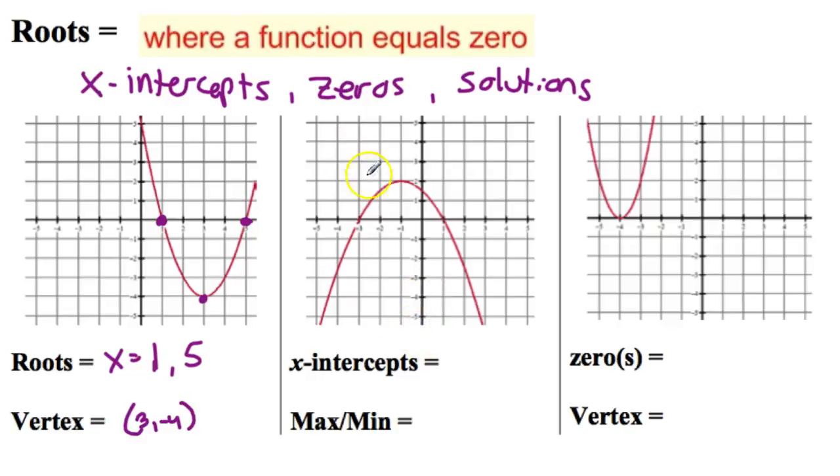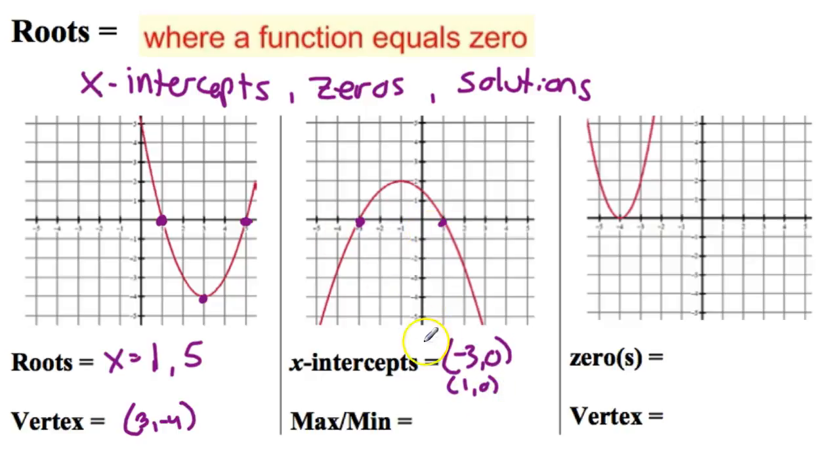Over here, x-intercepts, the same idea. Where does this cross the x-axis? But when they're asking you for x-intercepts, they want the actual point. So this is going to be negative 3, 0, and 1, 0.